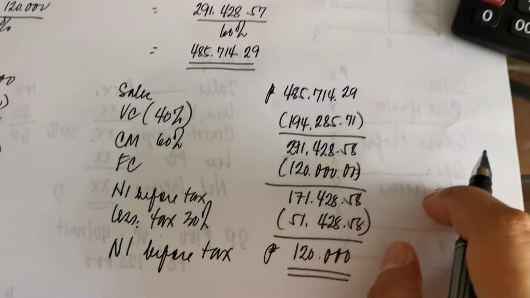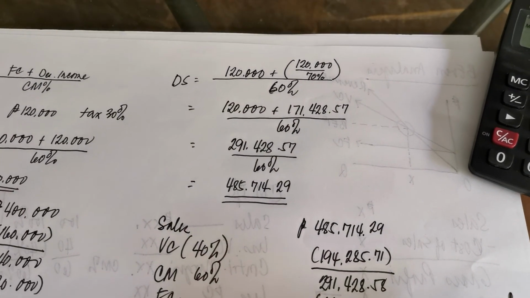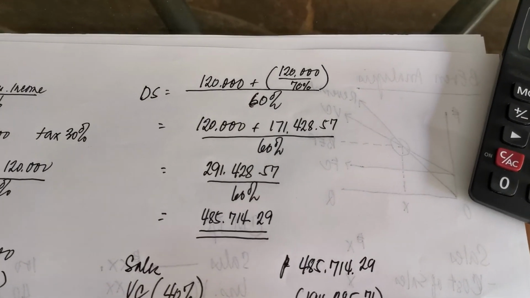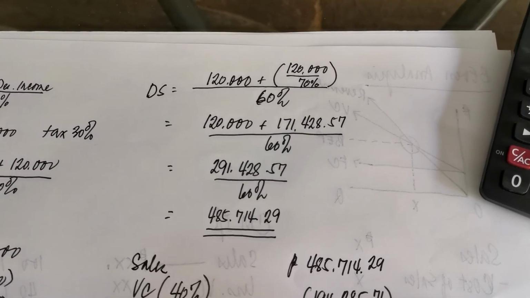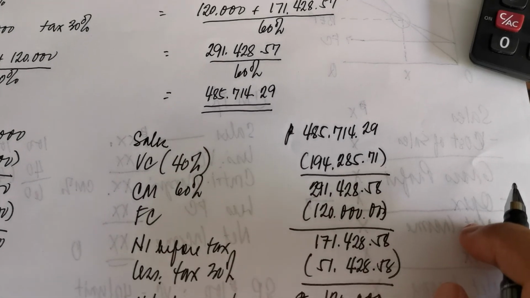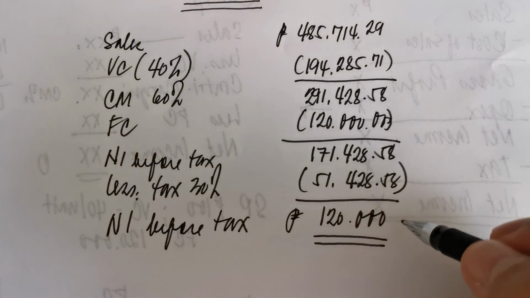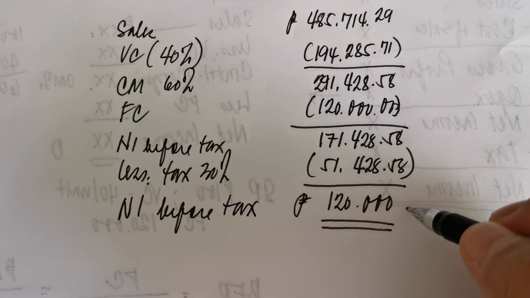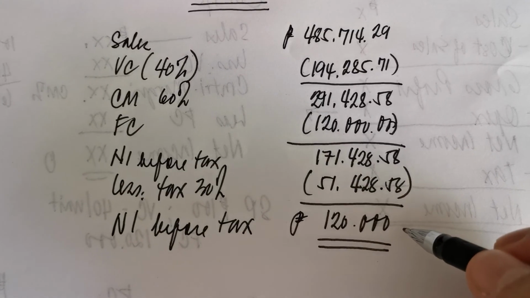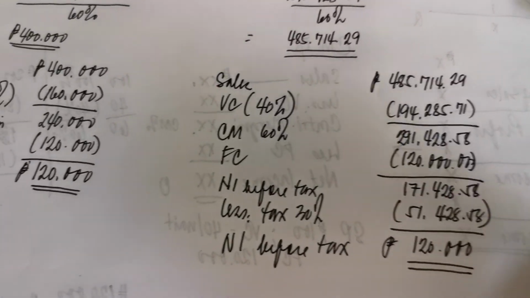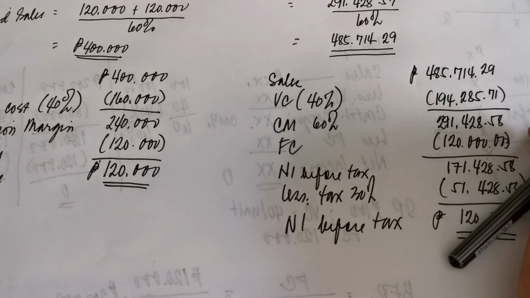So that is how we made use of the break-even point formula, modified it a bit to compute for the sales that we need to generate to produce the desired profit of 120,000. This is already after tax. So it's very simple and the computation is very straightforward.